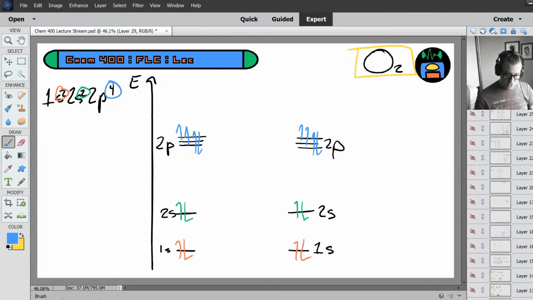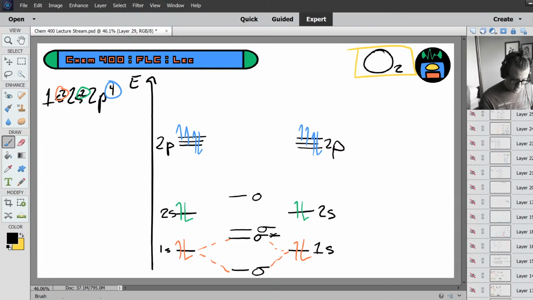All right, now let's do what we do best and mix these atomic orbitals together to complete our molecular orbital diagram. So there's our sigma star and our sigma coming from our 1s orbitals, followed by our sigma and our sigma star coming from mixing our 2s orbitals together.